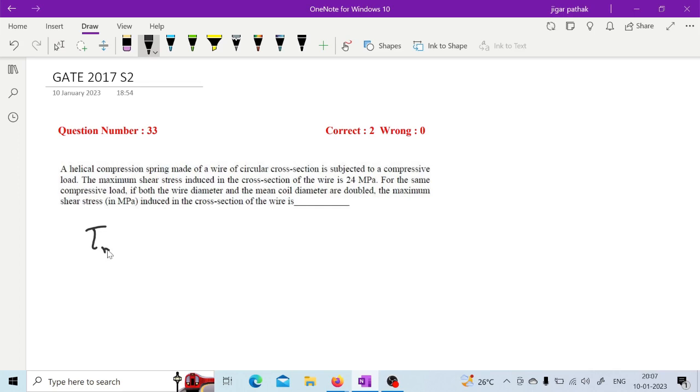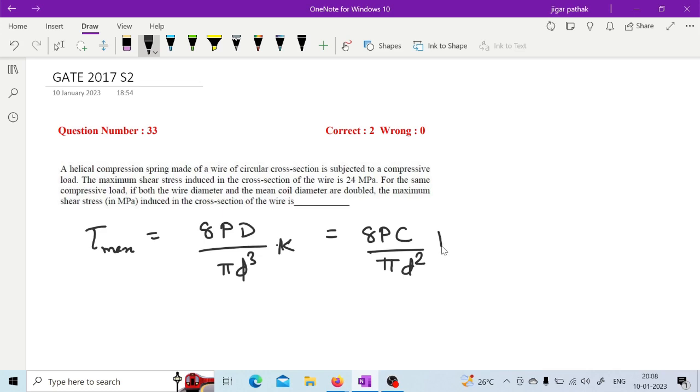First you have to have an idea about this tau max. How can you represent this tau max? We have written it as 8PD upon pi d cube into K. Further you can consider it as 8PC upon pi d square, because C is capital D by d. So here your tau is inversely proportional to the square of the coil diameter. Basically, tau 1 by tau 2 is equal to d2 by d1 square.